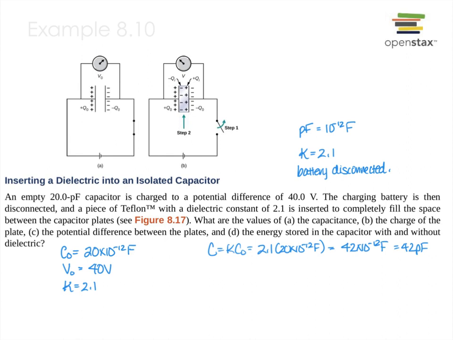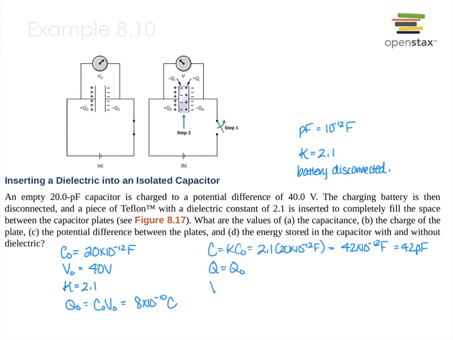So our new value of capacitance would be 42 picofarads. The charge on the plate, I hadn't done this, Q naught, would be equal to C naught times V naught, which was equal to 8 times 10 to the minus 10 coulombs. That's the original charge. Q, after I put the dielectric, has to remain the same because I disconnected the battery. There is nowhere for that charge to go.